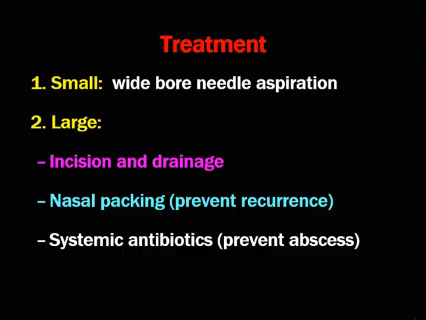How to treat septal hematoma? This is very easy. When there is a small hematoma, you have to perform wide bore needle aspiration. When there is a large hematoma, incision and drainage, nasal packing, basically pressurized nasal packing to prevent recurrence, and systemic antibiotics to prevent abscess are to be given. When the patient is having some hematologic problems, then we can use tranexamic acid.